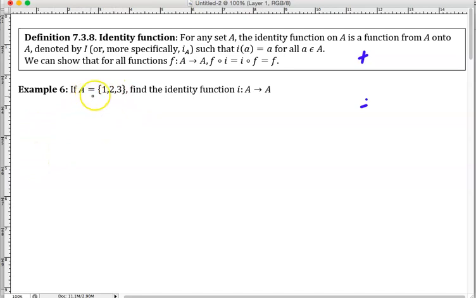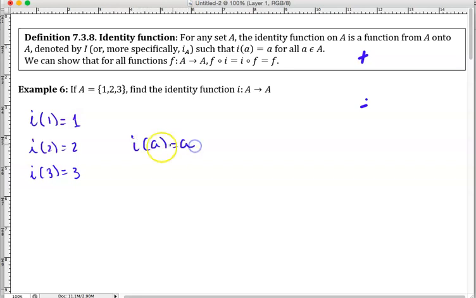In this example, let's say the set A is 1, 2, 3. Let's find the identity function I that goes from A to A. The identity function will take a number and just turn it into itself. So I(1) is 1, I(2) is 2, and I(3) is 3. Or if you want to give it a formula, we say I_A(a) equals a.